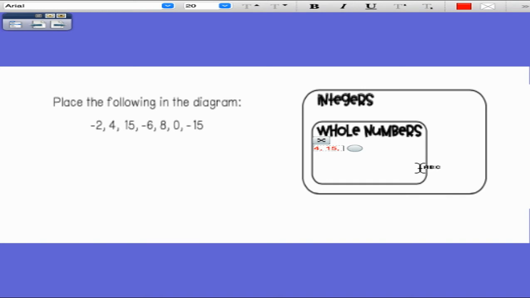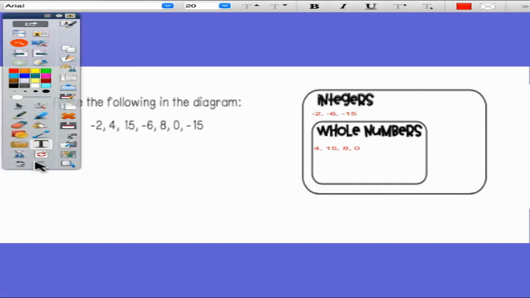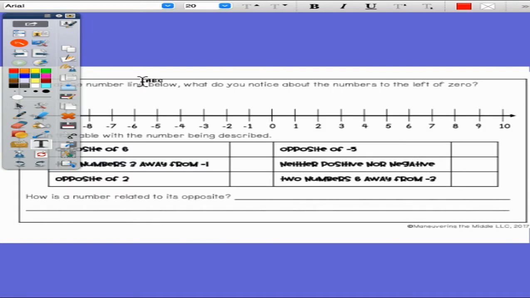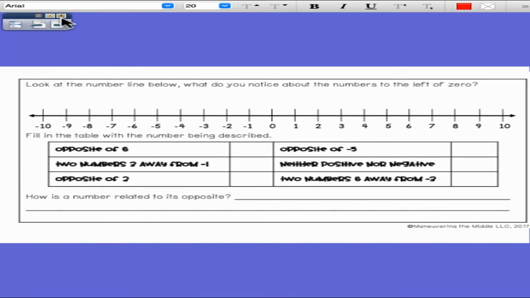It is not a counting number. 8 is a counting number. 0, because we're adding 0. And then the integers are the numbers that are left. And these are the opposites. So I have -2, -6, and -15. Did you get all those correct? Okay. Next, we're going to look at the number line below.